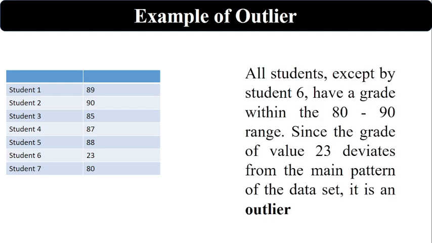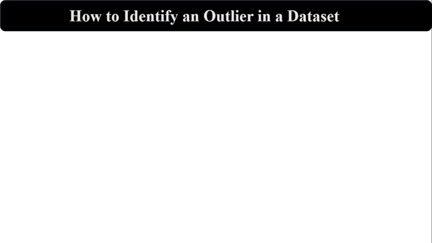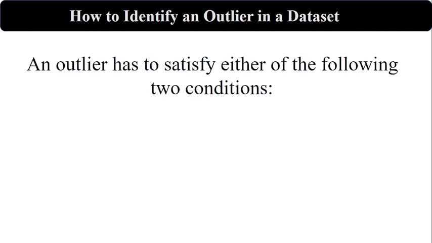All students, except student 6, have a grade within the 80-90 range. Since the grade of value 23 deviates from the main pattern of the data set, it is an outlier. An outlier has to satisfy either of the following two conditions.